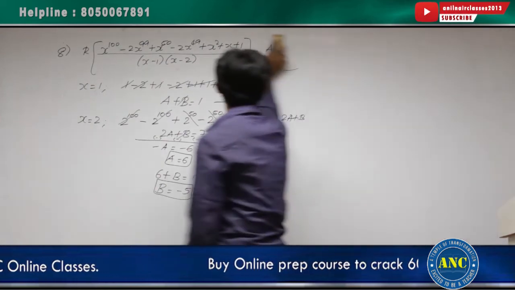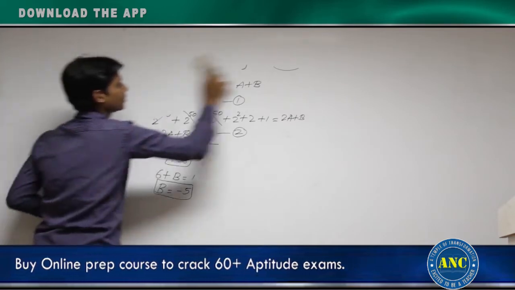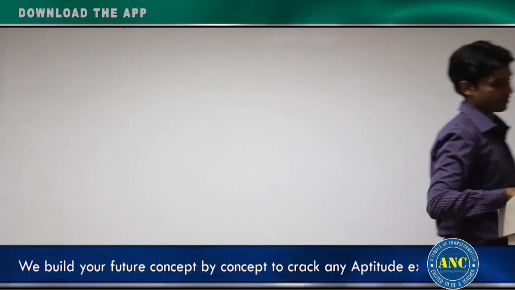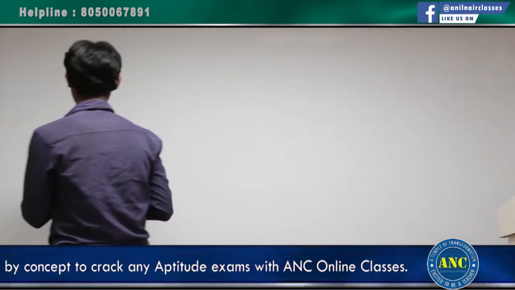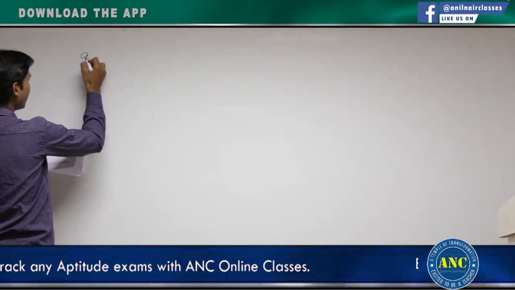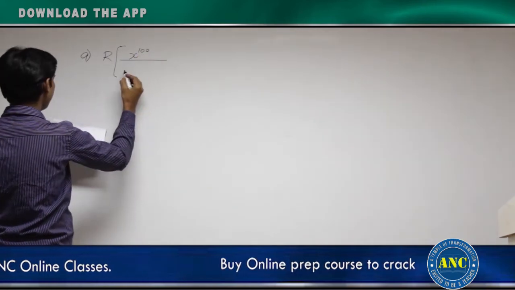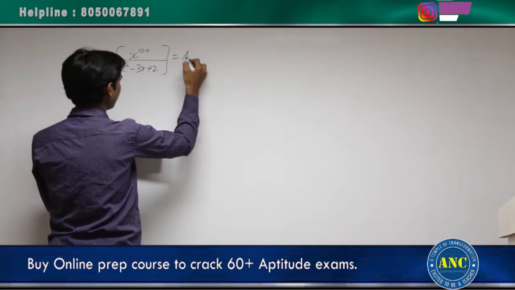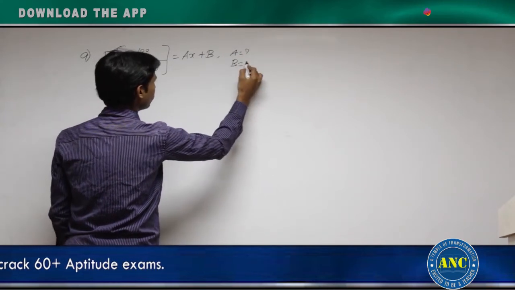Question number 9. Please see your 9th question. Same logic. Once you understand the concept, you should keep on applying the same concept. Find the remainder when x^100 is divided by x^2 - 3x + 2. The remainder is given in the question as ax + b. You need to find the a and b values.